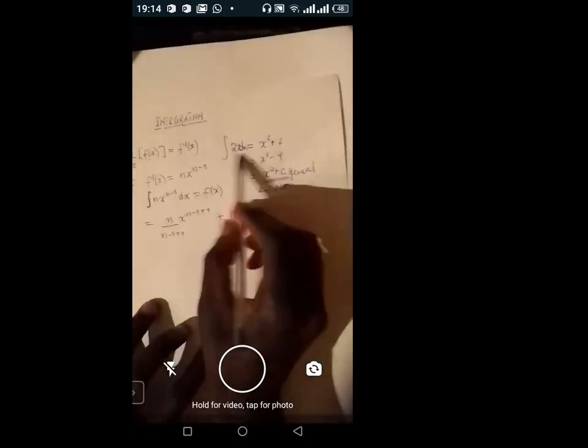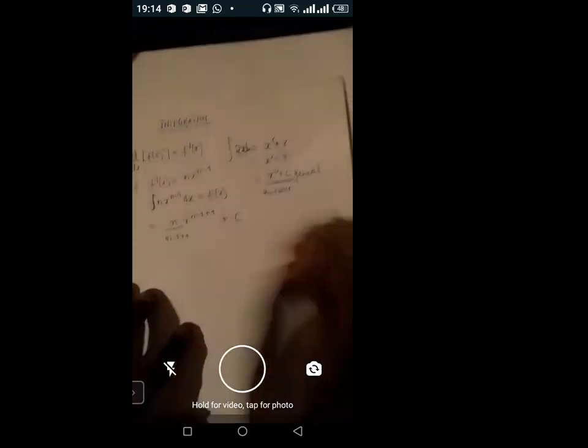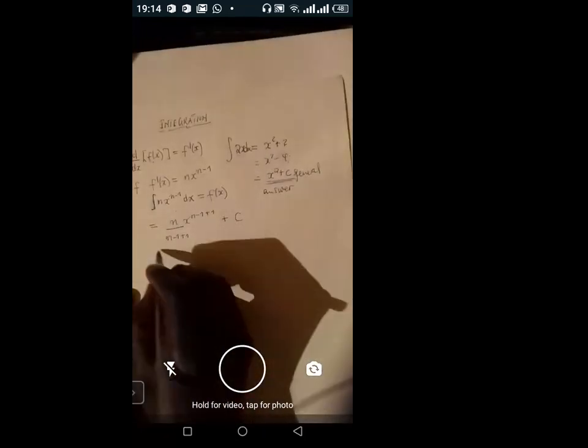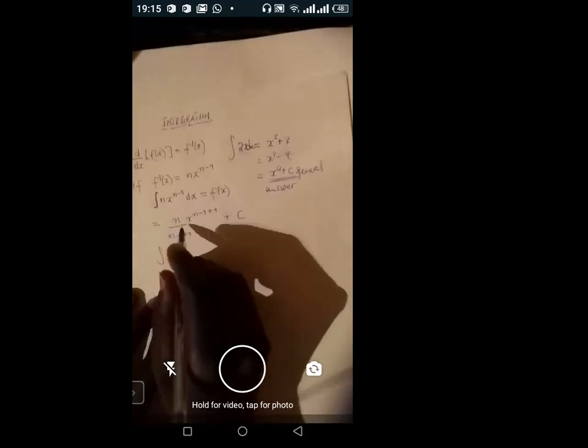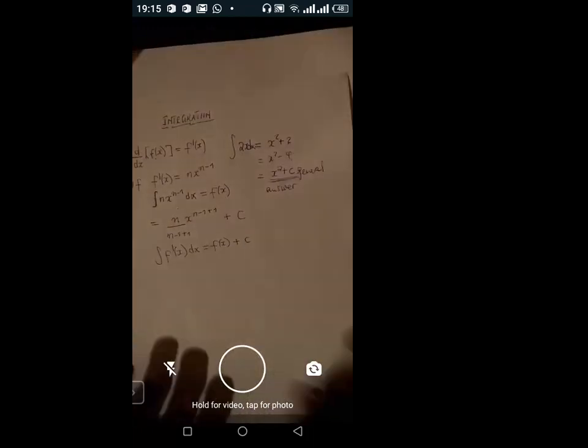And this is what we're calling the general answer to this expression here, the integral of 2x dx. So similarly, if you have the integral of f prime of x dx, it is equal to f of x plus c. This is no different from what we are saying here. So we see the f of x, that function, then plus the c, the constant. That's what you have.